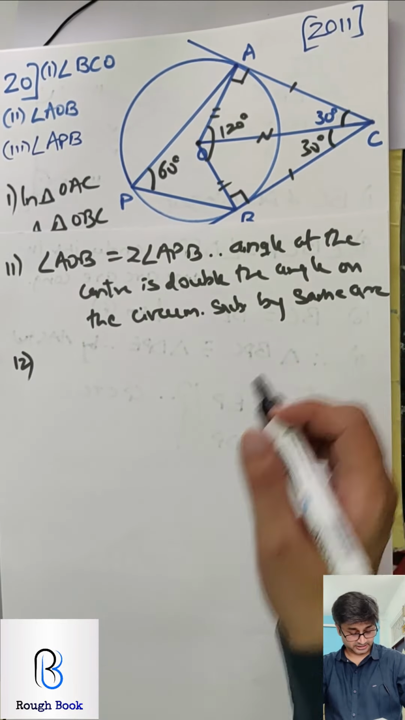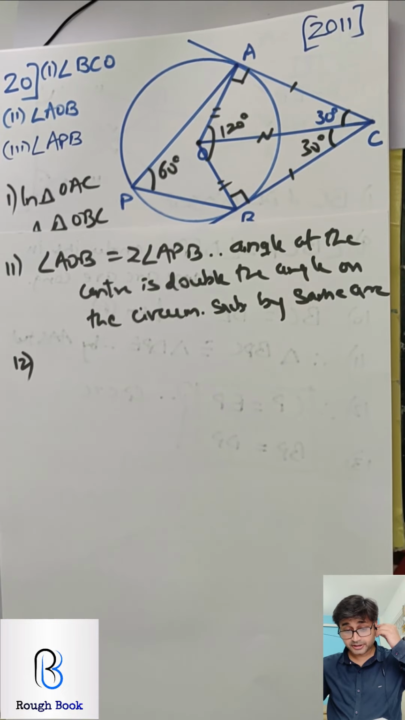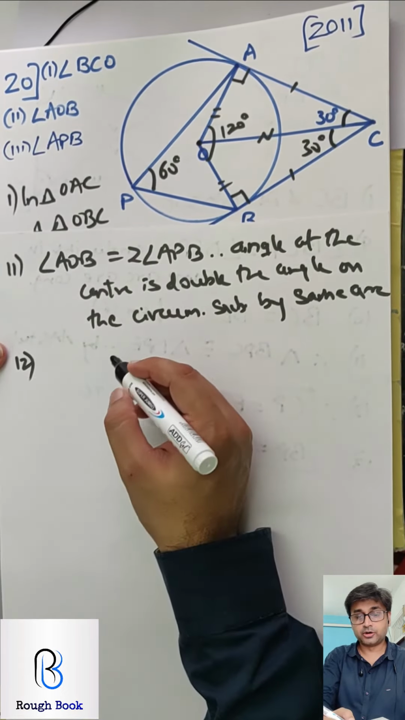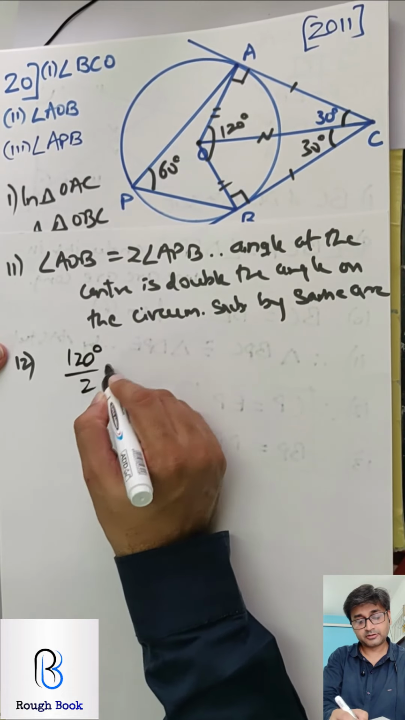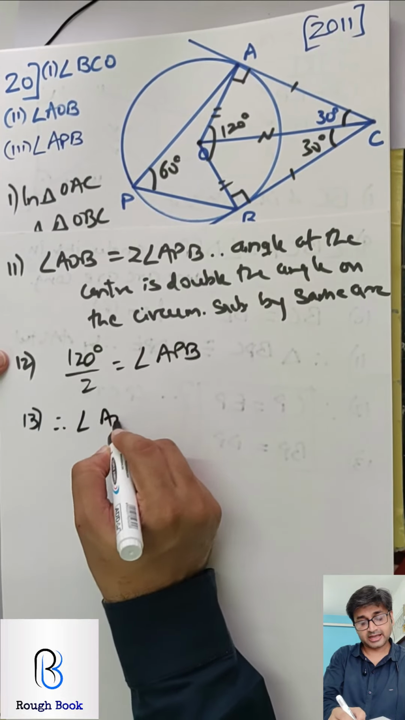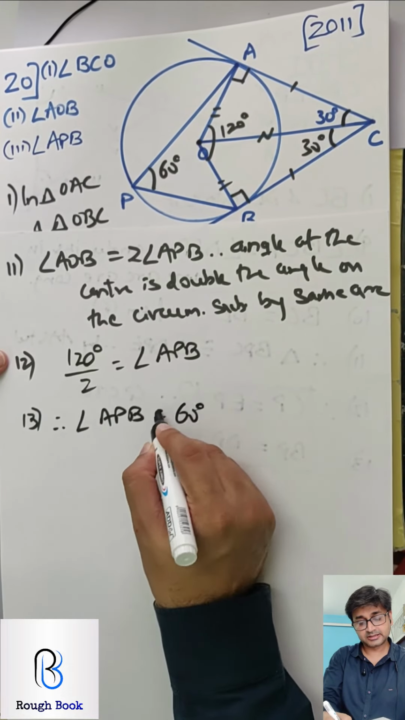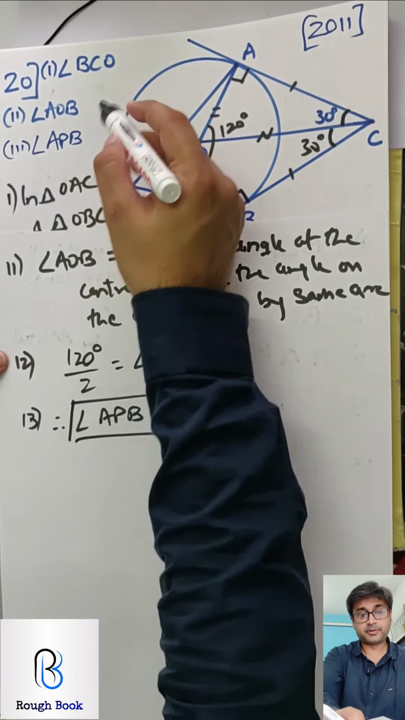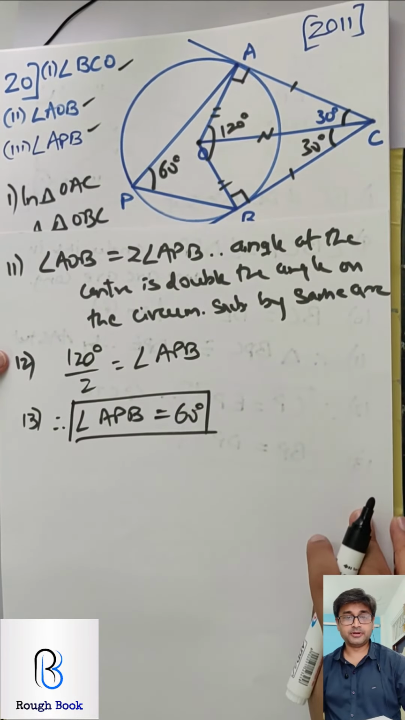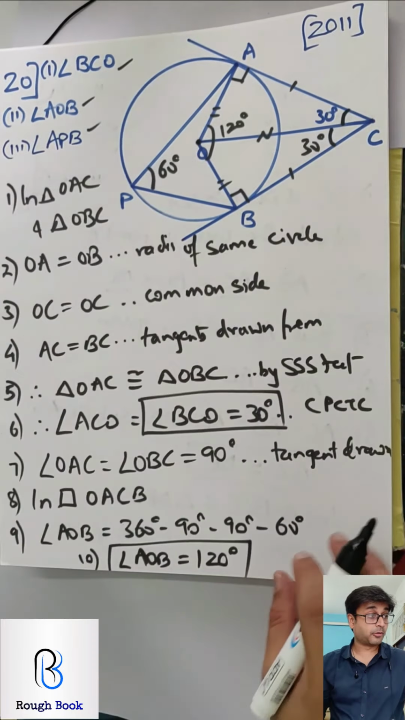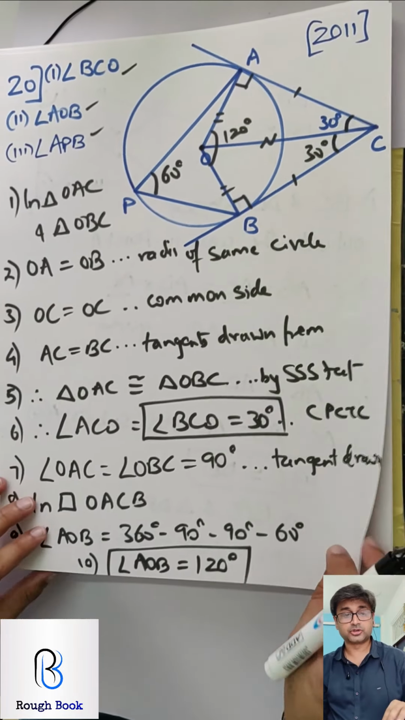Purposely I wrote this entire statement so that you happen to learn it, and this is from the previous chapter, if you remember. So now AOB is 120, divided by 2 gives APB. So finally I can say, therefore, angle APB is 60 degrees, and that's what we wanted for the second part. So all 3 parts sorted, APB done. I hope you are getting these sums, yeah? Because you know the properties well, therefore you are doing it so well.